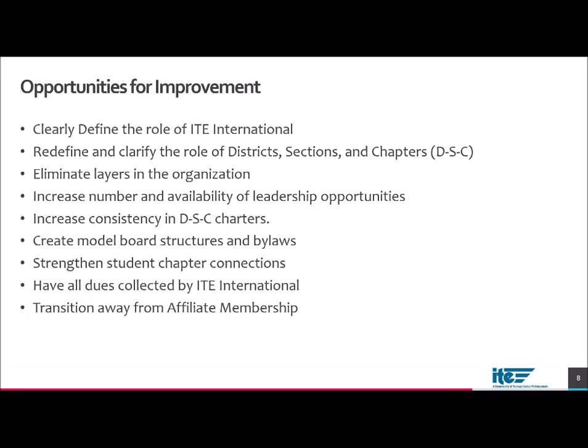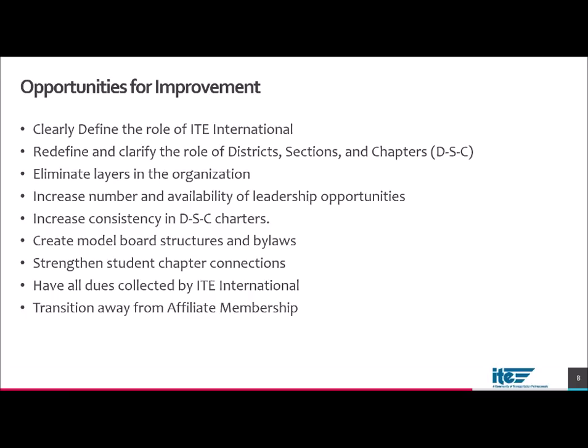And so we need to, one, make sure we clearly define what that role is and what the services are that we need to provide to our members from ITE International, and then make sure that's well communicated to all our members. We need to define and clarify the role of district sections and chapters and the hierarchy of that governance structure, some of which the board's already begun to do.